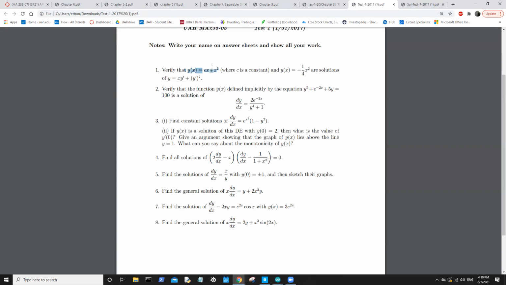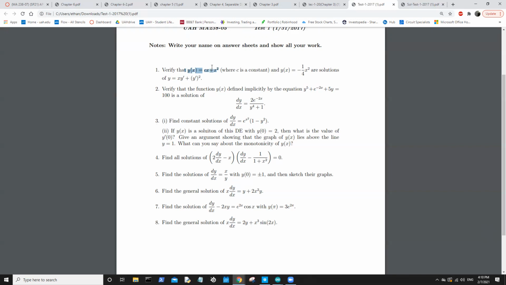So it's going to be cx plus c squared on the left is equal to x times c, which is cx plus c squared on the right. Therefore, it is a verified solution to the differential equation given. Yay. So that's how to do those.